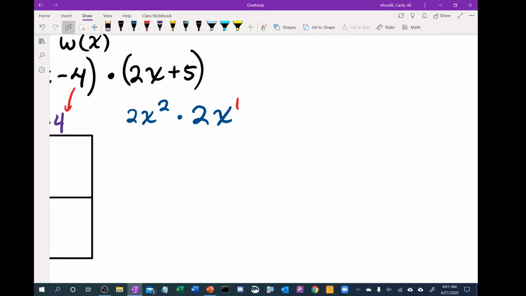We're going to multiply 2x squared times 2x. All right, so the first thing you do is you multiply the numbers. 2 times 2 is 4. So that's the first piece, 4. Now, what do you do with these x's?